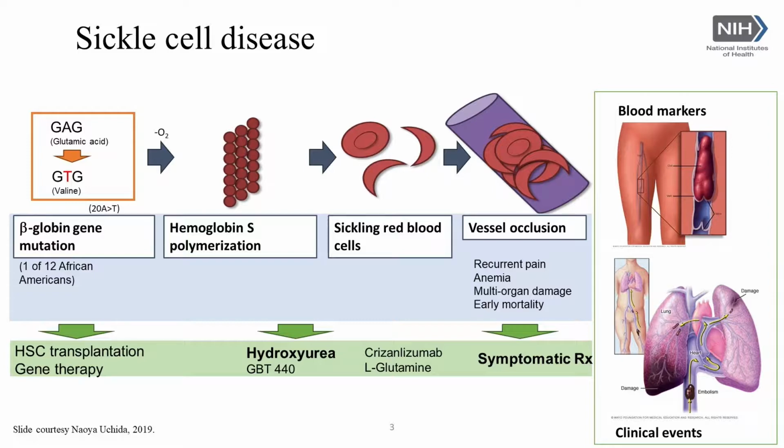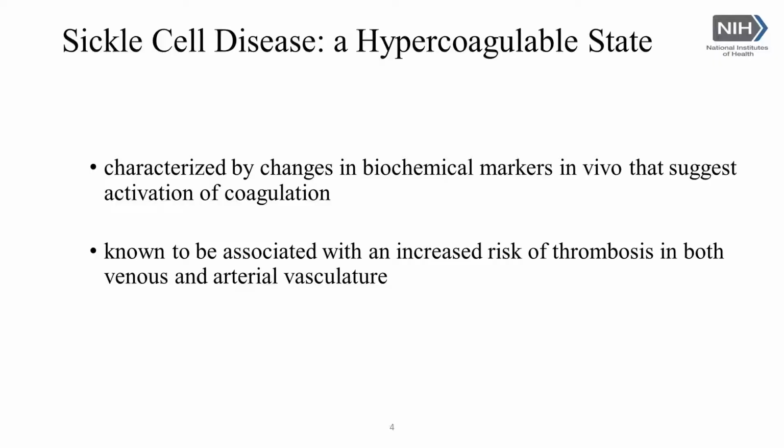We know over the past 10 years or so that there has been accumulating data on the idea that sickle cell disease is a hypercoagulable state. It's characterized by changes in biochemical markers that suggest that the coagulation system is activated. We also know that it's associated with an increased risk of thrombosis in both the venous as well as the arterial vasculature. I'm going to focus a little on the venous system because you all already know about the arterial vasculature, and that's not really the focus of my talk.